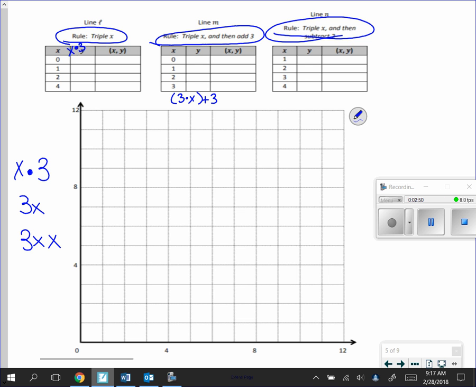Triple x, I wrote on mine. And then subtract 2. Triple x and then subtract 2. So we already know what triple is. Triple is multiply by 3. So it's 3 times x. And then when I get that, I have to subtract 2. So anytime I have a letter, this is like a little algebra thing. Whenever I have a letter, I just plug in the number.